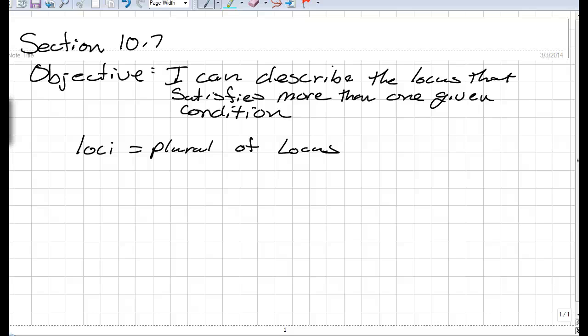Section 10.7. Our objective today is I can describe the locus that satisfies more than one given condition. So in section 10.6, we were looking at locus where we had just one condition. And today now we're going to add one or more conditions. And just so you know, the plural of locus is loci. Okay, so example number 1.